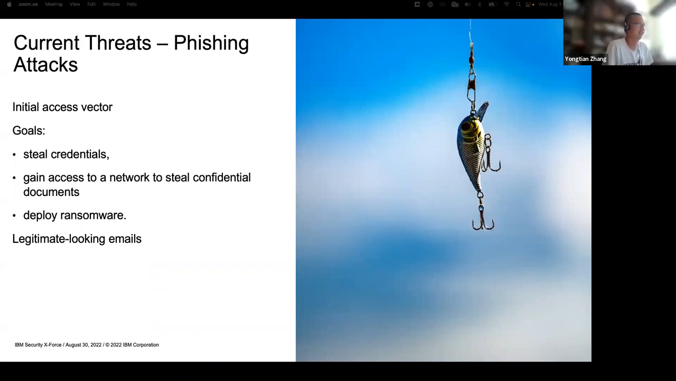So another current threat is phishing attacks. I've mentioned phishing attacks before. It's the number one initial vector. The ultimate goal of a phishing attack is to either steal credentials, gain access to a network, or deploy ransomware. And the threat actors spend a lot of time making the emails look legit, so as to deceive the user into actually clicking on the links or downloading the attachments.